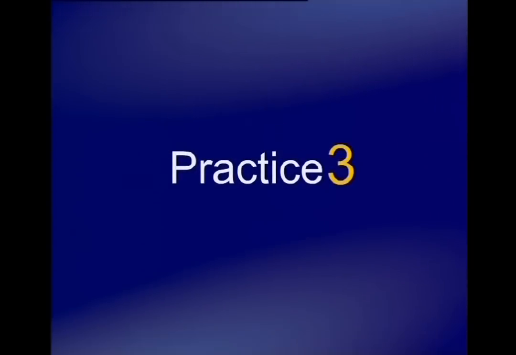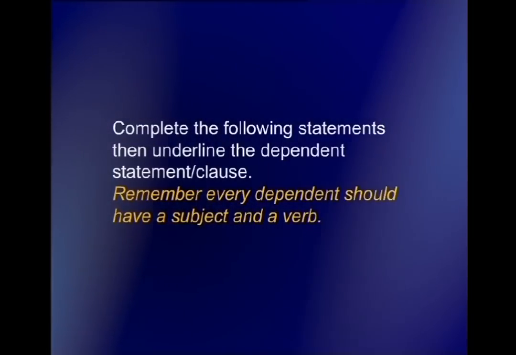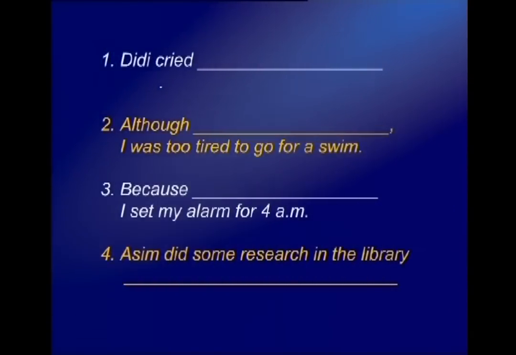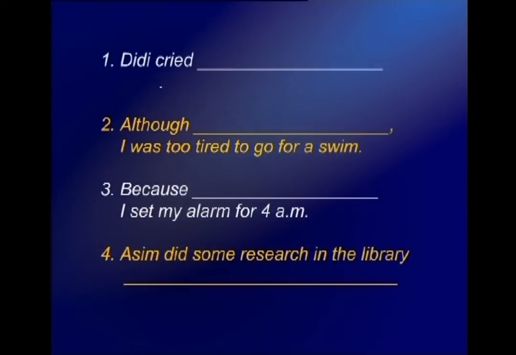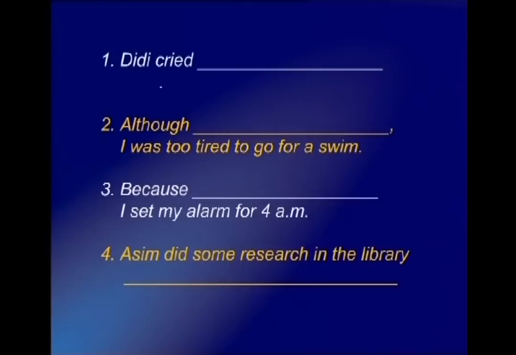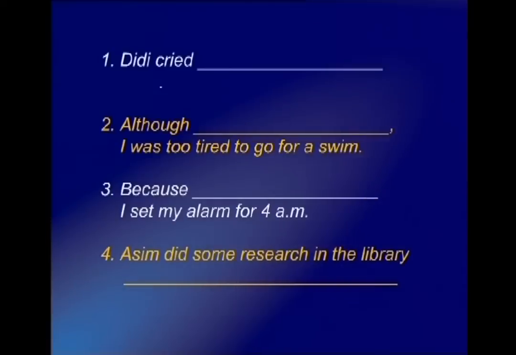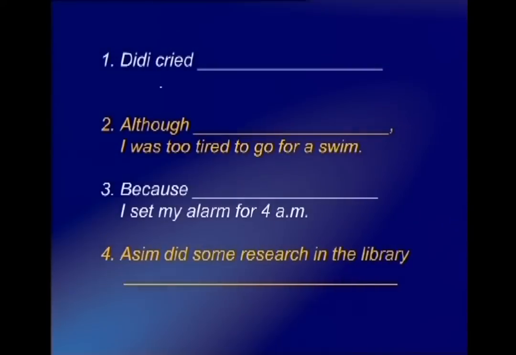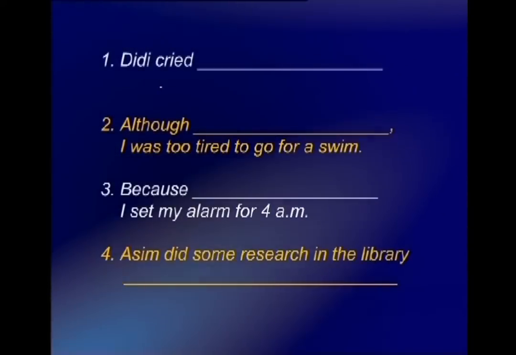Remember that every dependent statement should have a subject and a verb. You've got four sentences over there. Can you fill them up with dependent statements? I'll give you some time to fill them. Now, the first one is: Didi cried. You can complete the sentence by adding a dependent statement or dependent clause. Remember, your dependent statement should have a verb and a subject. In this way, you can say, Didi cried when her son graduated.